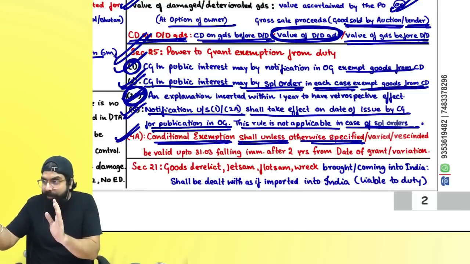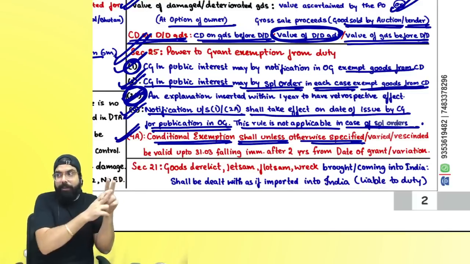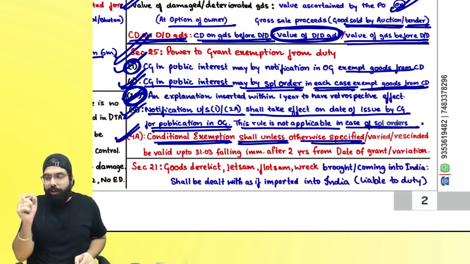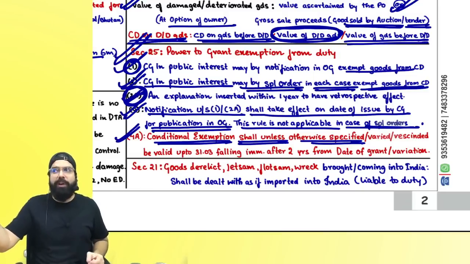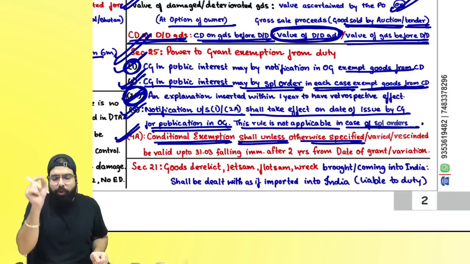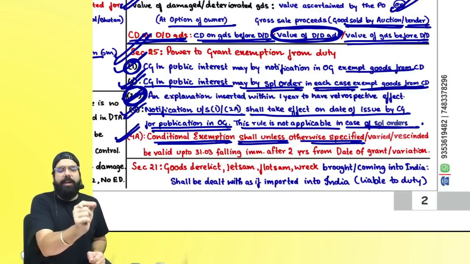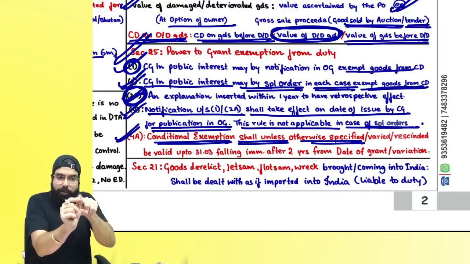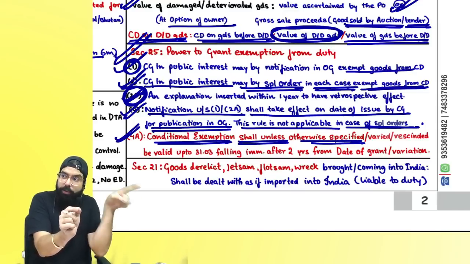From the year it is issued, you see 2 years. For an example, it was issued on 1st of May 2021. You have to see 2 years first: 1st of May 2022 and 1st of May 2023, and then, basically, 31st March 2024.